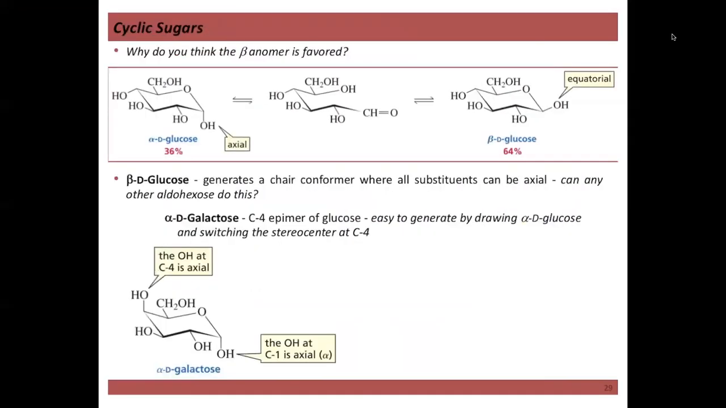So we're going to leave it there. In summary, as mentioned, beta-D-glucose ends up being more favored because all the groups are equatorial.